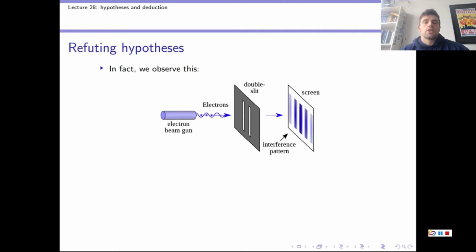Not two concentrated spots of light, but bright and dark bands on the screen called an interference pattern. So we have not observed what we predicted. And so what are we to make of our hypothesis?